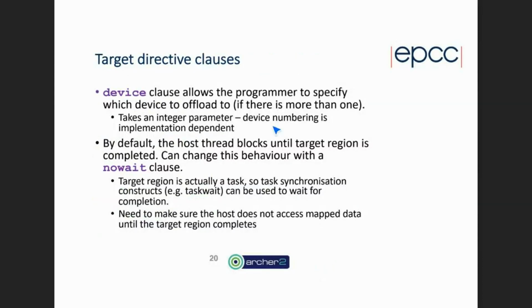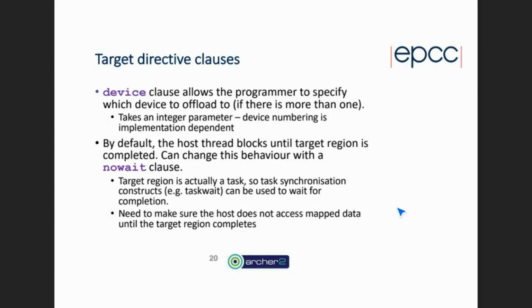This is how we do multiple devices. There's a device clause which says which device to offload to, if there's more than one. It just takes an integer parameter. Device numbering is implementation dependent, but I guess they all start at 0 and go up in ones usually. In principle you need to figure out what the device numbering is on your hardware.